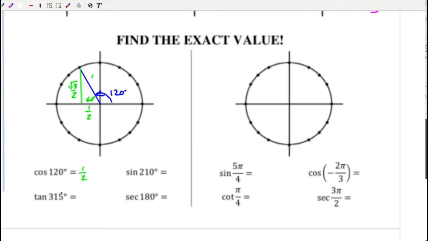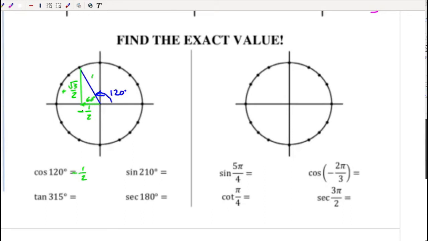Now, there is one more thing we need to keep in mind, and this is what we talked about last class in terms of which things are positive in which quadrants. This is going in on the negative x-axis, so this is going to be negative 1/2. So the final answer is actually negative 1/2, but it's positive on the y-axis, so the sine would be plus root 3 over 2.